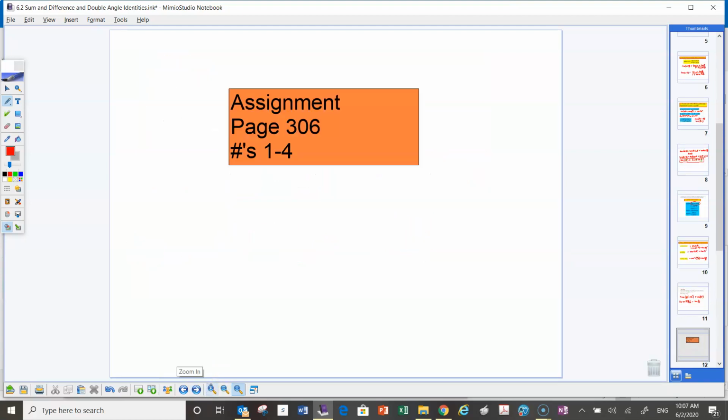Okay, there's your first part of your assignment for section 6.2, just practicing expanding and condensing sum, difference, and double angle identities. So give that a whirl, and we will continue with the rest of 6.2 in the next lesson.